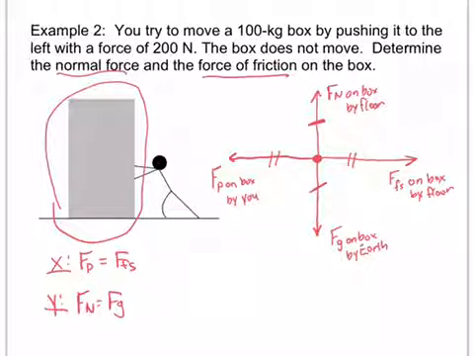Alright, so solving for a few things, we know right off the bat that F sub P is 200 newtons. Okay, if that's 200 newtons, then so is this. And we've already got half of our answer. We know that the force of friction then is 200 newtons.